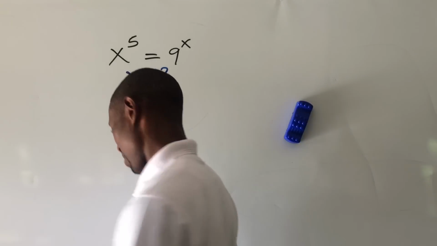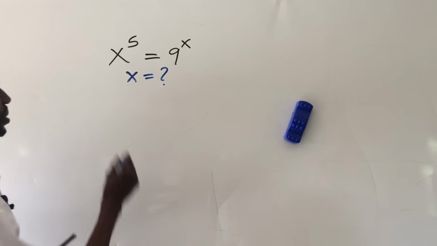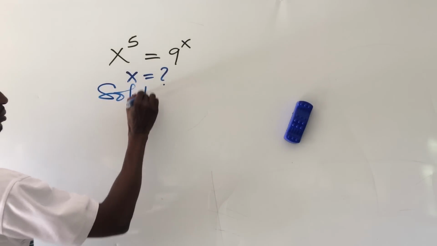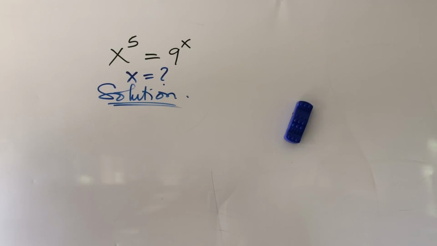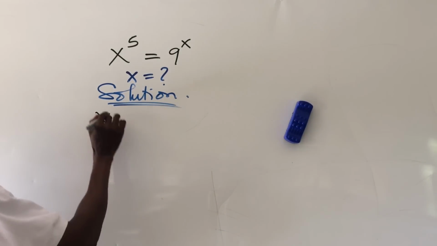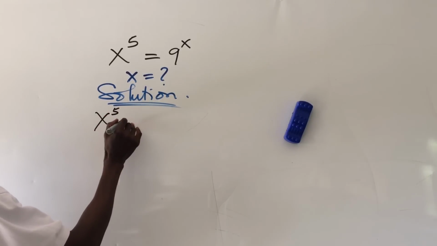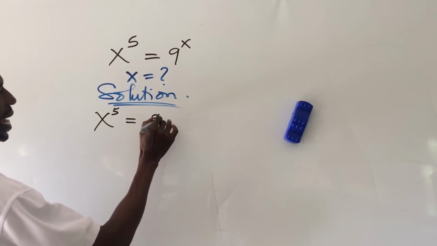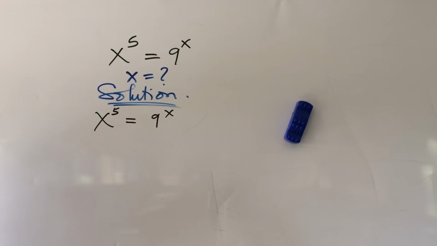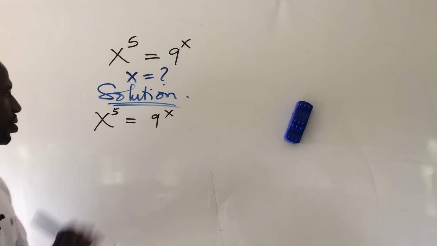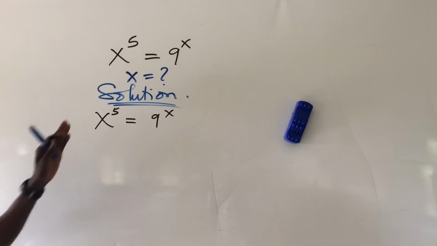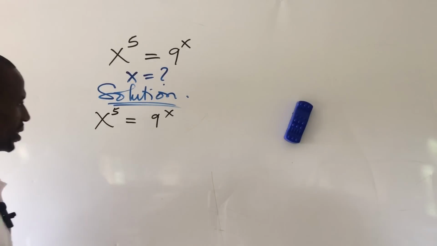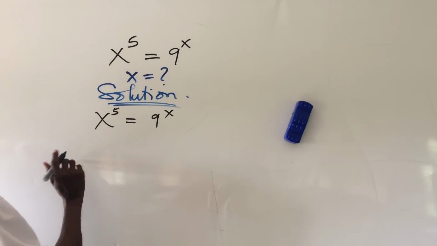Now let's take our question there. So we'll take here the solution. The question is x to the power of 5 equal to 9 to the power of x. Now, the first thing we're going to do here is to take ln of both sides of the equation. So let's take natural log of both sides of the equation.